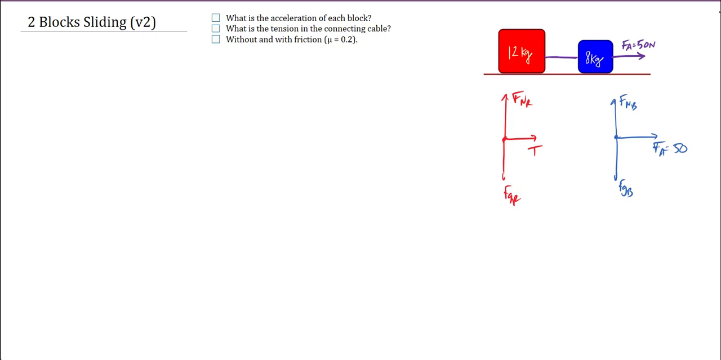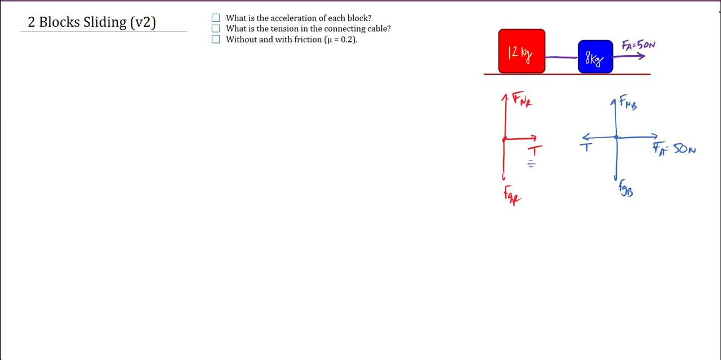of 50 newtons, and we have the same tension force just in the opposite direction, because the tension force on the blue object and the tension force on the red object are Newton's third law forces. They're equal and opposite forces. They're how the red object and blue object are interacting with each other. So we have the exact same tension, just acting in the opposite direction.